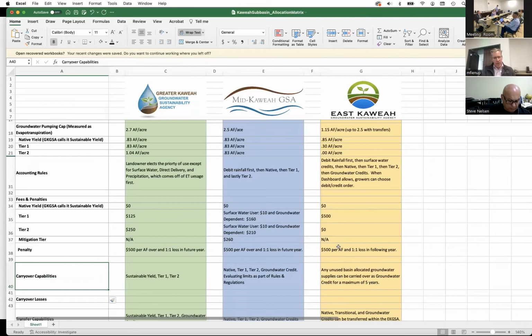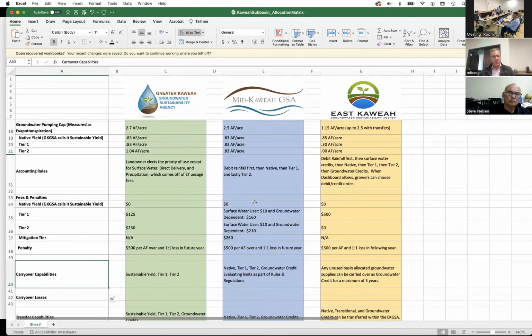So in Mid-Kaweah, the system automatically debits native first, tier 1 second, and tier 2 third. And an important distinction here is that every year, each individual water user will pay the fees on the entire 2.5 acre feet, right? So they pay for it this year. If they don't use it, they can carry it over, but then they don't have to pay for it in the future. It's already been paid for. We were using bottles of wine yesterday. It's like buying a case of water bottles and putting it aside. You own it. You can use it when you want to in the future because it's already paid for.